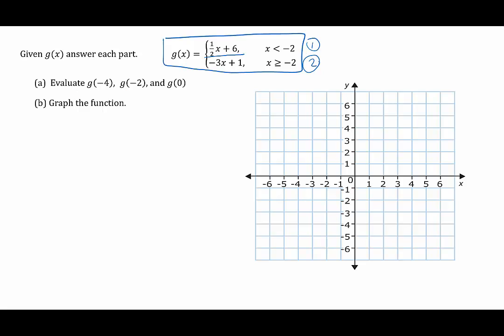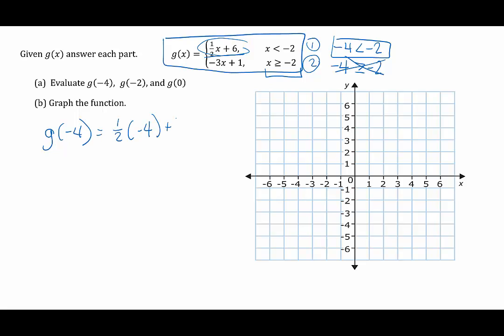So we want to evaluate these given values. The first one is g of -4. So we have to make -4 a true statement right here. Where is -4 a true statement? Is -4 less than -2, or is -4 greater than or equal to -2? Nope, it's not this one. It's this one. So this is where -4 is in the domain. It's less than -2. This is the piece we plug it into. We plug it into piece 1. So when we plug it in, we get 1/2 times -4 plus 6. Half of -4 is -2, and -2 plus 6 is 4. So this would be the ordered pair -4, 4. This ordered pair is a solution to g of x.